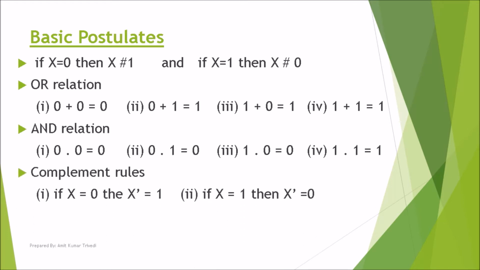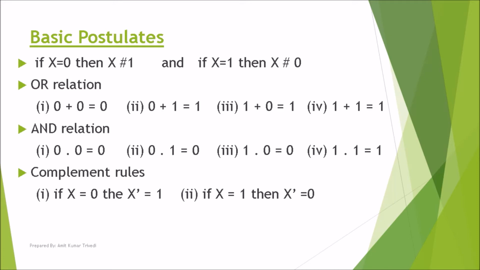The fourth postulate gives the complement rules. That means if x equals 0 then x complement equals 1, and if x equals 1 then x complement will be 0. So these are the 4 postulates in Boolean algebra.